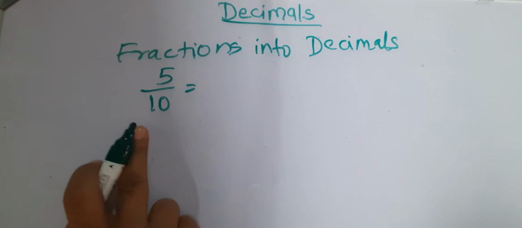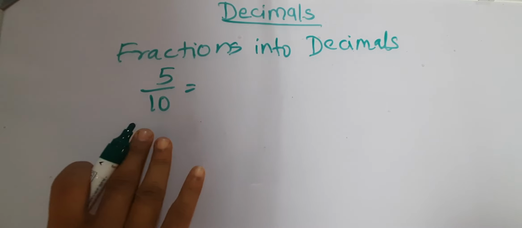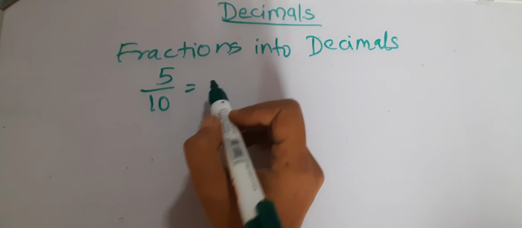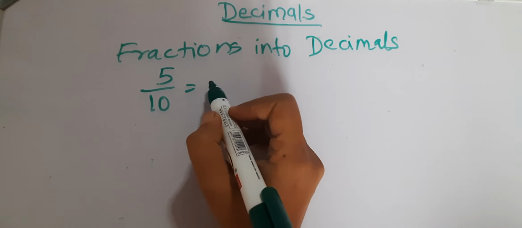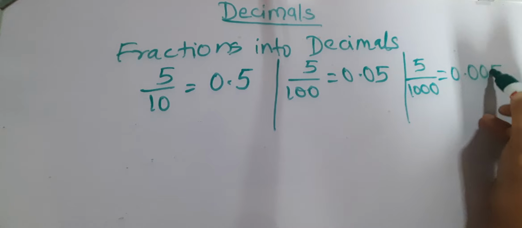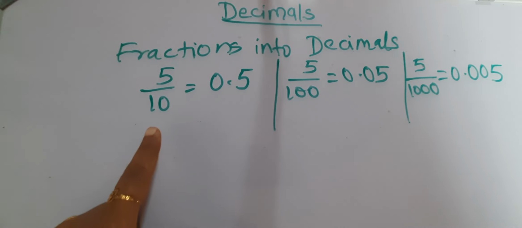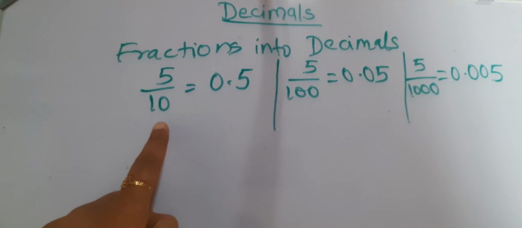Now we know the total number of parts is 10 and we have 5. So how can we write the fraction in decimal form? 0.5. Okay, similarly if it is 5 by 100, you can write it as 0.05, and 5 by 1000 you can write as 0.005. How will we come to know this?